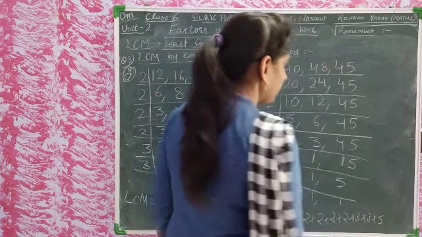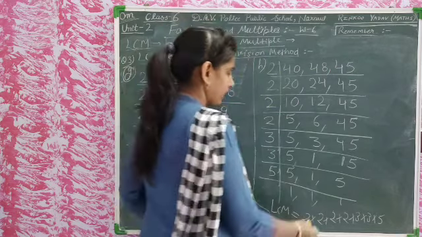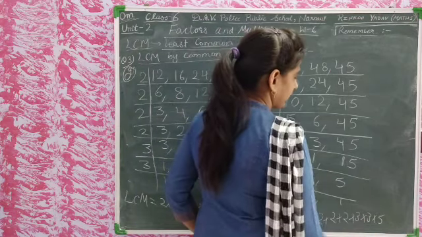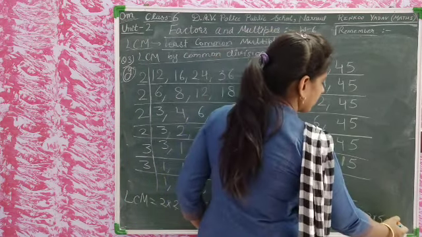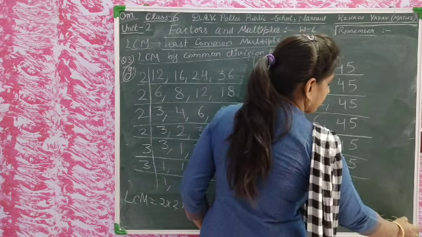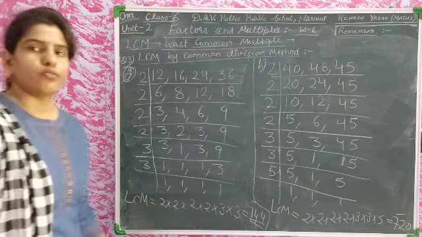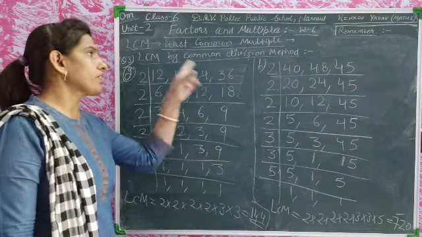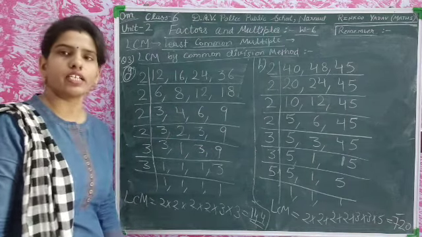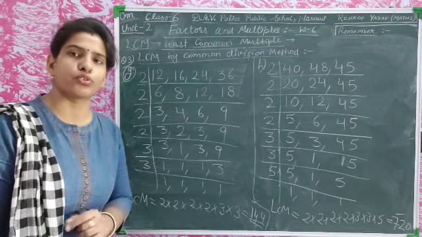5 3s are 15, 2 15s are 30 and 2 30s are 60, 60 3s are 180 and 180 4s are 720. This will be the LCM here. Is this clear students? We will do these common division method questions like this, and the remaining questions you will do yourself.